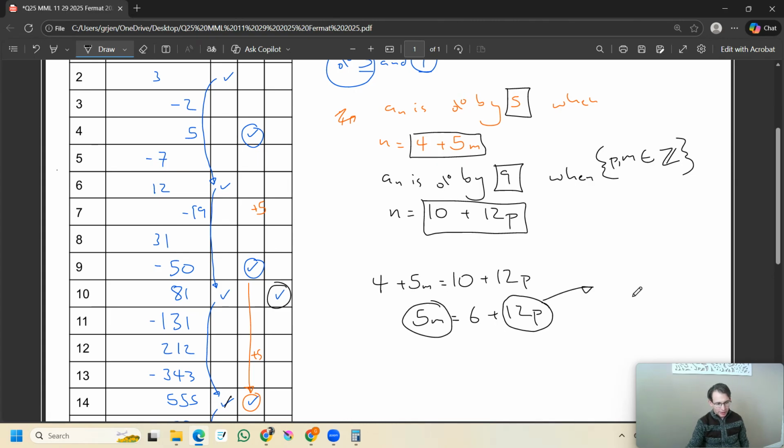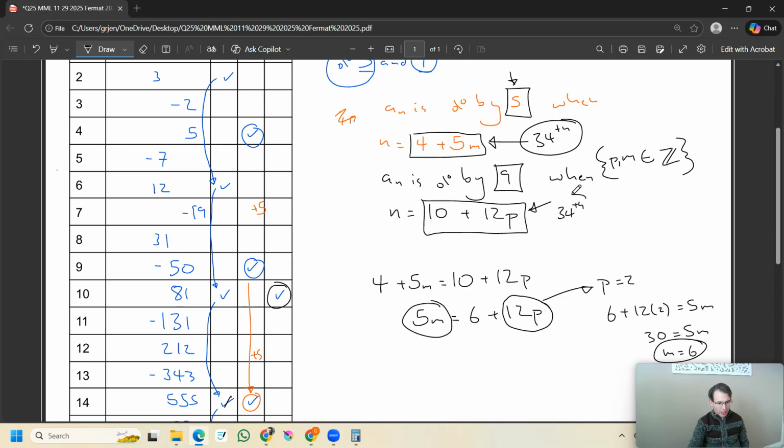And I can see, well, if p equals 2, then you have 6 plus 12 times 2 equaling 5 times m. Well, 6 plus 12 times 2 is 30, which is equal to 5m, so that would mean m equals 6. Okay, so when m equals 6, we are talking about the 34th term being one of these that's divisible by 5, but the 34th term is also divisible by 9. So the 34th term is the first one that's divisible by 45.